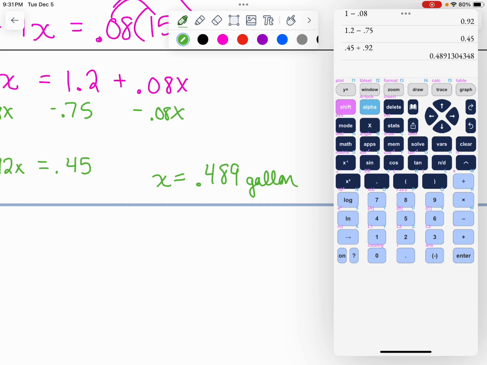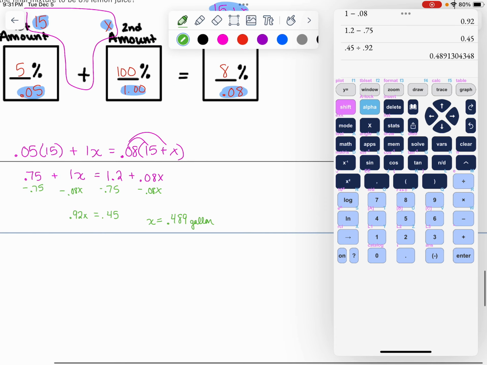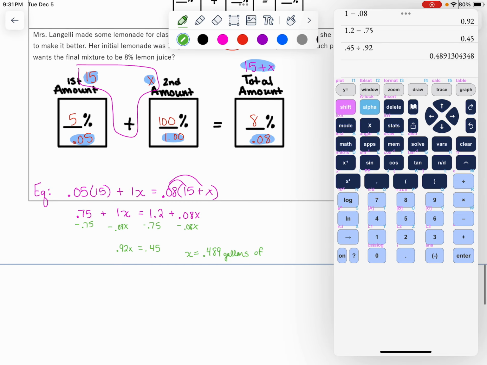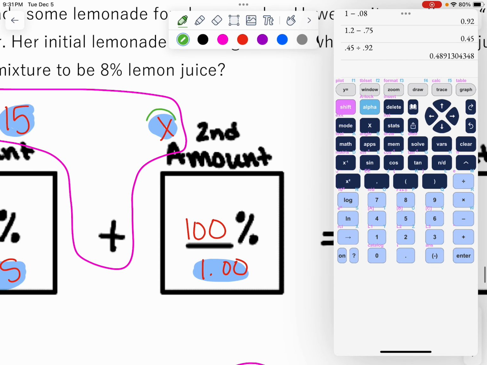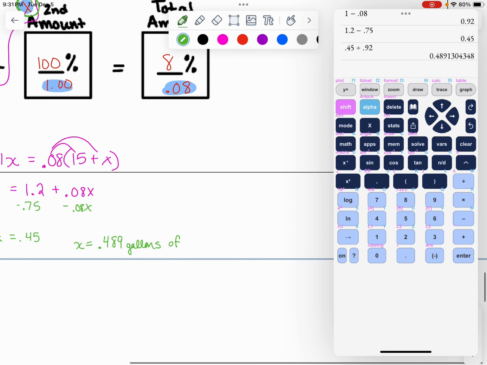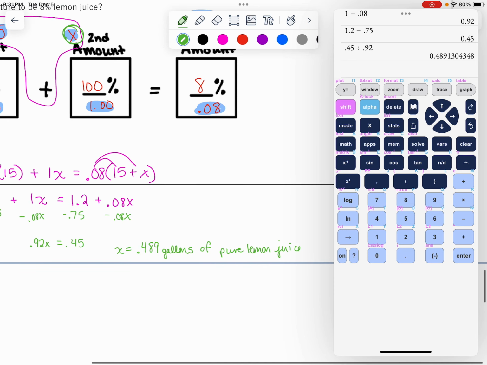Gallons. What was x? It was gallons of what? Is that lemonade? No, not lemonade. Oh, you're talking about how much juice you put in. That's the pure lemon juice where your x is. So you put in almost half a gallon. Yep. But you just wanted to keep a little extra in the fridge.